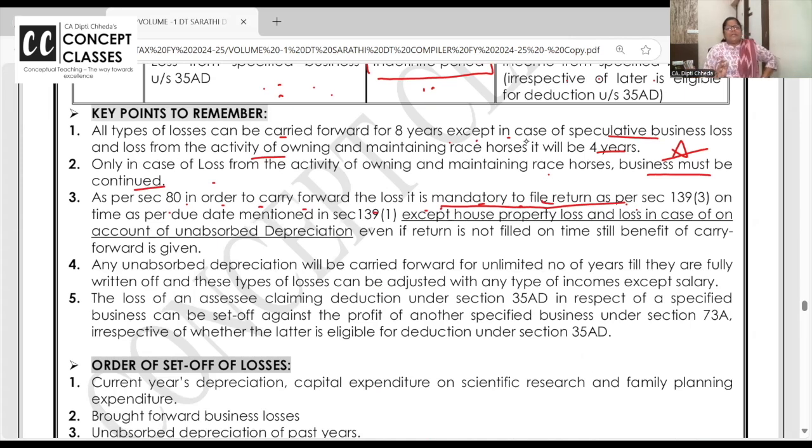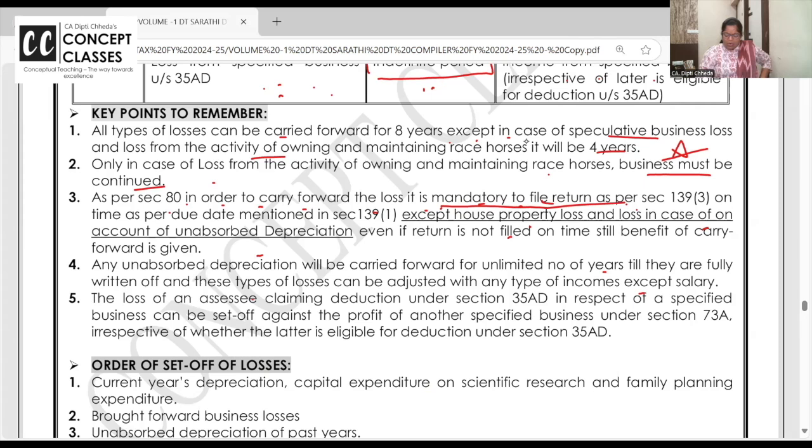Generally 99.9% the CA will try कि भाई पहले ही रिटर्न भर दो ताकि स्मूथली लॉसेस कैरी फॉरवर्ड करने मिले. But in case of house property or in case of unabsorbed depreciation, even if they are little late in filing the return, they will be allowed to carry forward the loss. Any unabsorbed depreciation will be carried forward for unlimited period and is fully written off eventually.